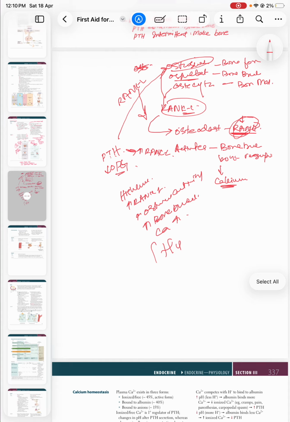So the easy memory trick to remember this concept is: remember RANKL for removing bone signal. PTH continuous does the breakdown of the bone, and PTH intermittent makes the bone. Okay, PTH continuous is abnormal, and this breaks the bone. But if PTH is given intermittently in low doses, pulsatile in an accurate form, then this leads to bone formation.